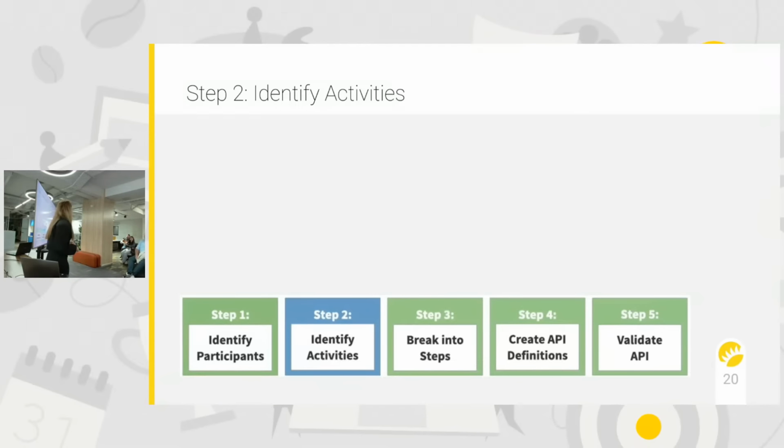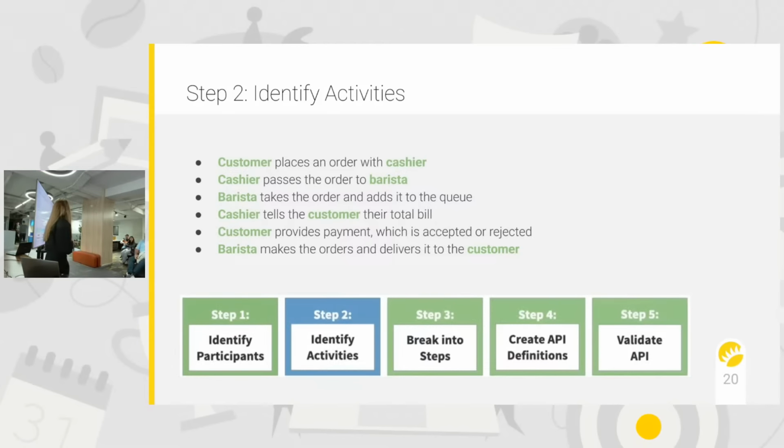Completely correct. I sound like ChatGPT responses, but you're completely correct. So here we have the customer. Customer places an order with the cashier. Cashier passes the order to the barista. Barista takes the order and adds it to the queue if there is a queue. Cashier tells the customer their total bill, and the customer provides payment, which can be accepted or rejected, and the barista makes the order and delivers it to the customer.